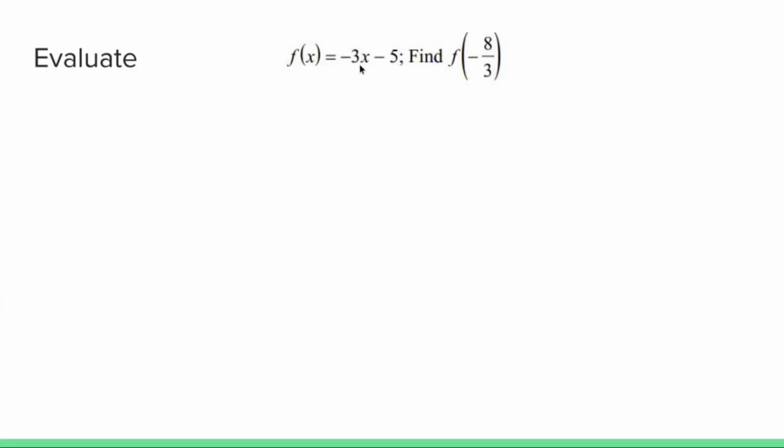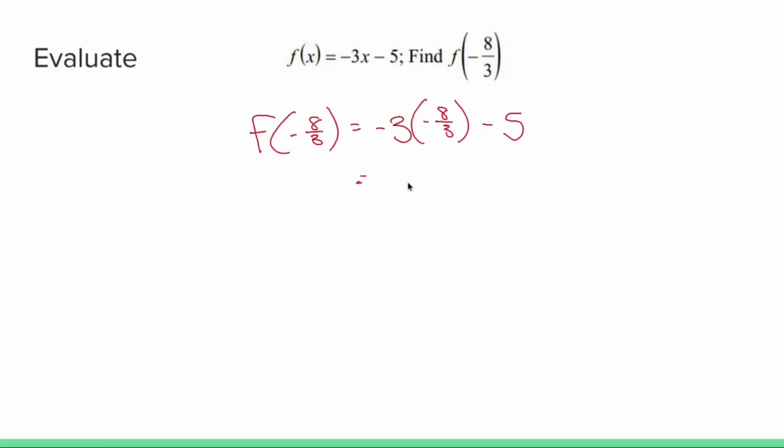Evaluate f of x equals negative 3x minus 5. Find f of negative 8 over 3. This is me evaluating by replacing every x in f of x with negative 8 over 3. So f of negative 8 over 3 has me replacing every x with negative 8 over 3. So negative 3 times, instead of x, negative 8 over 3, minus 5.